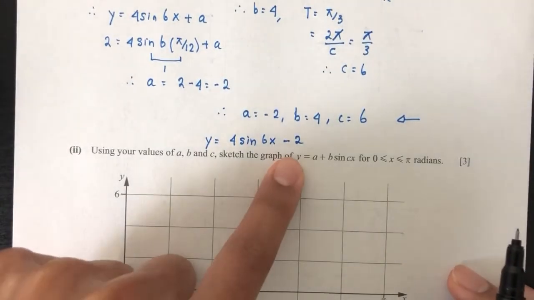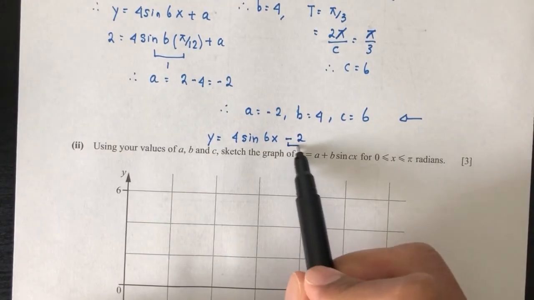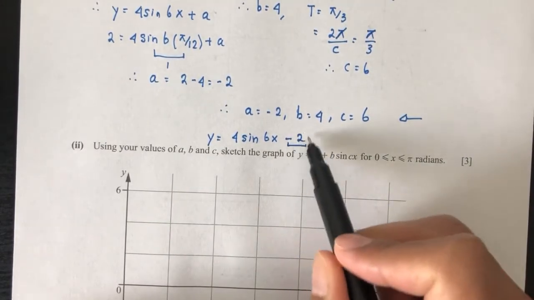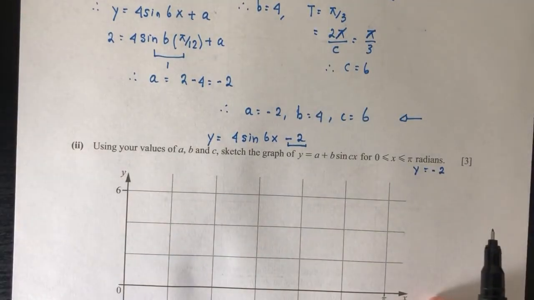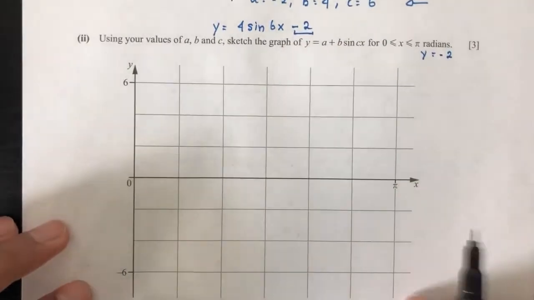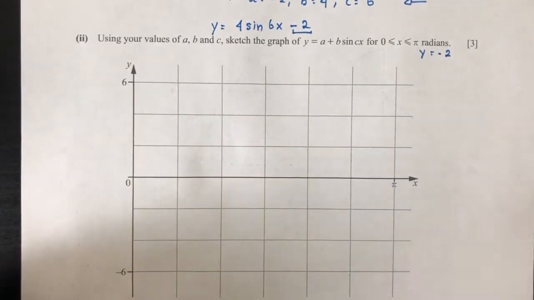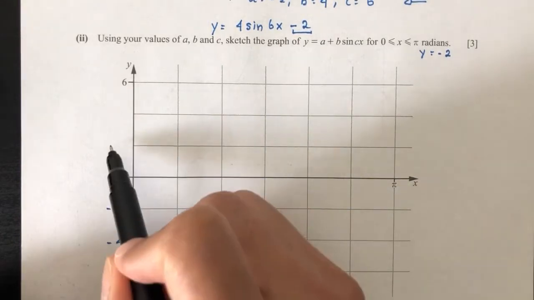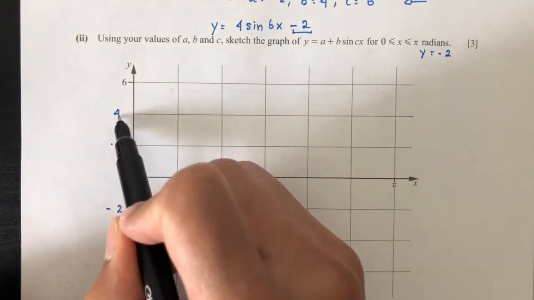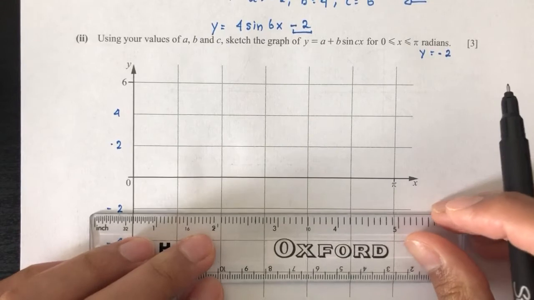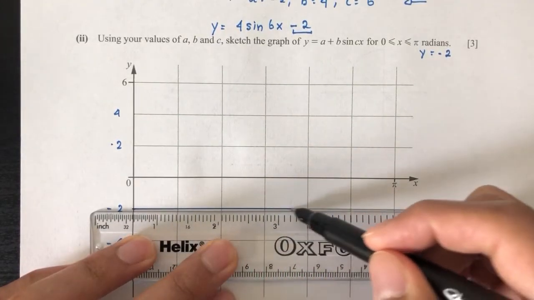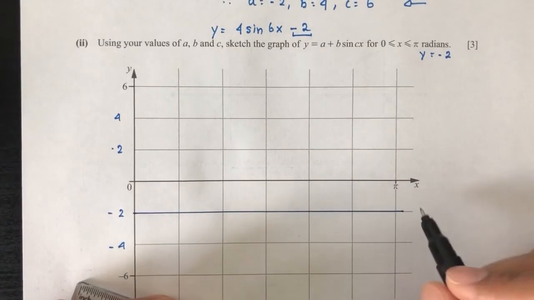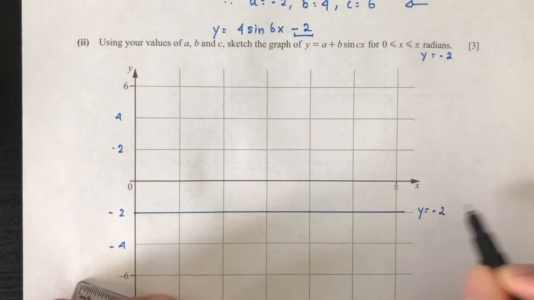First thing we always do is draw the baseline. The baseline is y equal to minus 2. Let's do that. Minus 2 minus 4 will be 2 and 4. So the baseline is here, minus 2. That will be our baseline, y equal to minus 2.